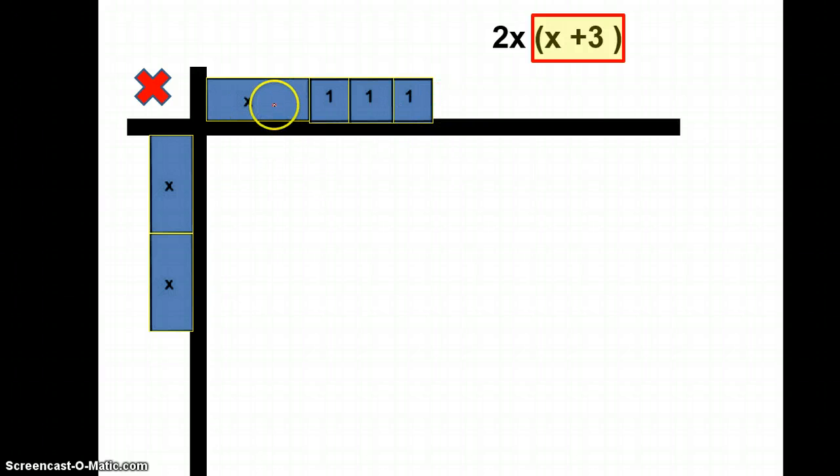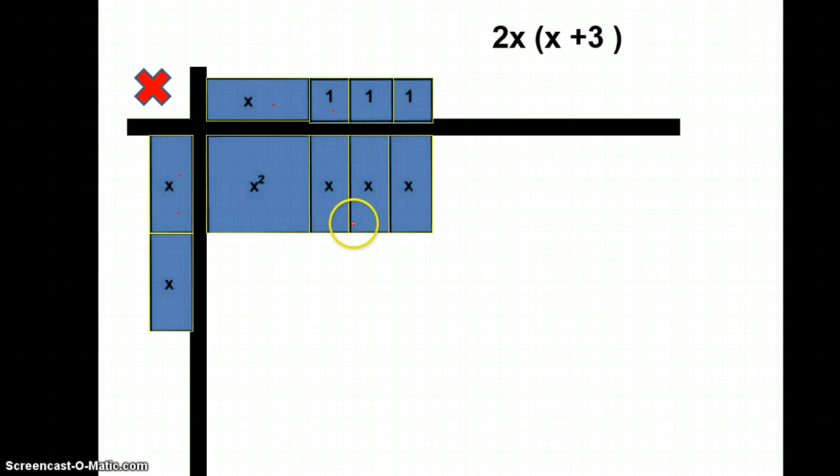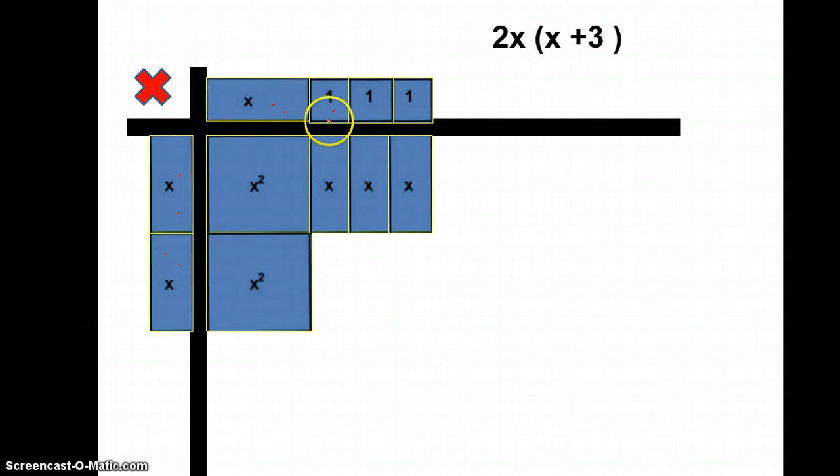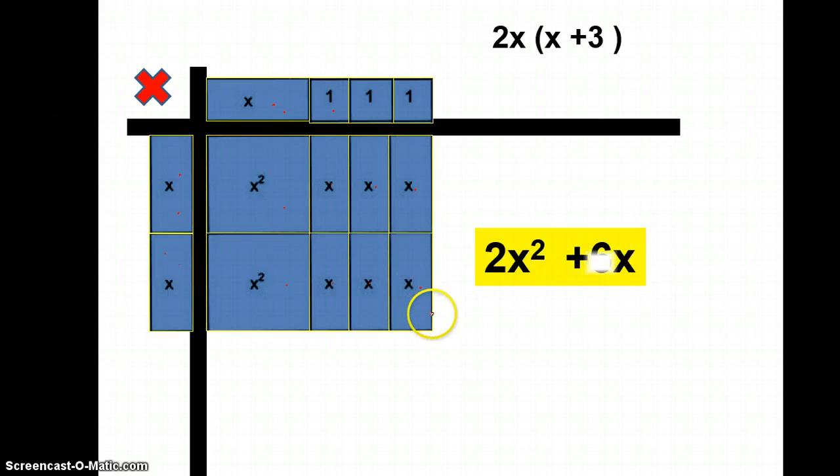So let's multiply x times x. That'll get us x squared. x times 1, x times 1, and x times 1. Again, x times x is x squared, and then x times 1, x times 1, and x times 1. So I'm left with 2 x squareds and 6 x's.